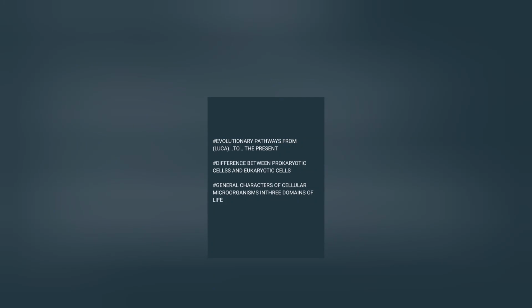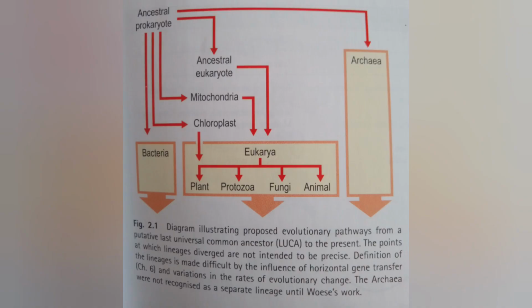Hello dear students, this is our second lecture, about the evolutionary pathway from the LUCA to the present. Then we will see the difference between the eukaryotic cell and the prokaryotic cell. The spelling of "cells" here is wrong, kindly don't mind. In the third section we will see the general characteristics of cellular microorganisms in the three domains of life. Let me first explain the phylogenetic or evolutionary pathway of the microorganisms.